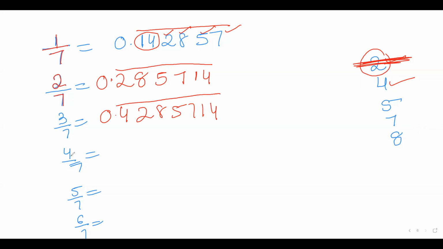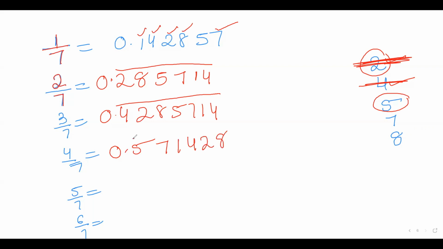Next, 4/7, 4 done. Next bigger number is 5. So 4/7 will start with 0.5. Write the numbers after 5 in serial order. Start with 5. After 5, 7 is coming, so write 7. After 7, write 1 4 2 8. Don't forget the bar over 1 4 2 8.